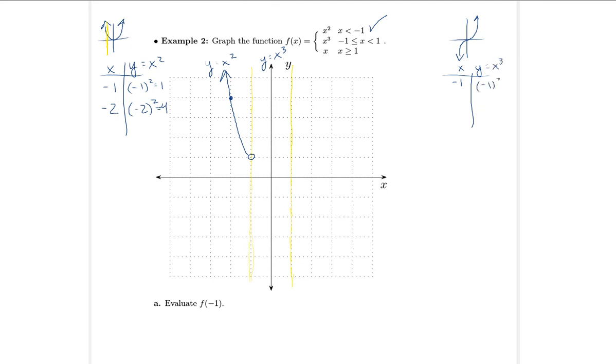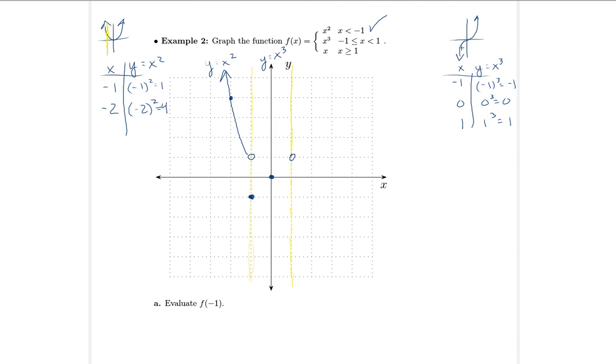So negative 1 cubed is still negative 1, right? So that means I'm down here at negative 1, and since I'm including negative 1, I put a solid circle there. And then of course 0 cubed is 0, so I'm at 0, 0. And then 1 cubed is 1. Oh, and that last one I kind of screwed up there. Let me get my eraser. I shouldn't be putting a solid circle. I should be putting an open circle because we are not including 1.